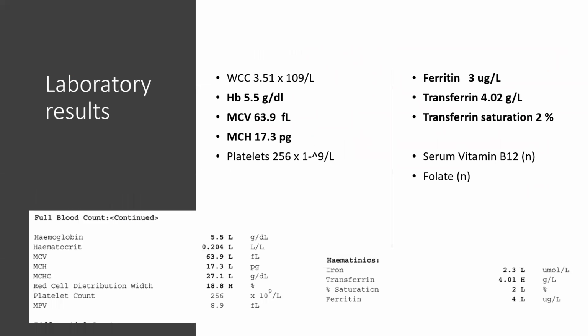So we did some tests for her, and this is her laboratory results. The patient had a severe iron deficiency anemia. Her HB was 5.5. That's low. MCV and MCH were low, microcytic hypochromic. Her ferritin was 3, and the transferrin saturation was 2%. She didn't have any other nutritional deficiencies.